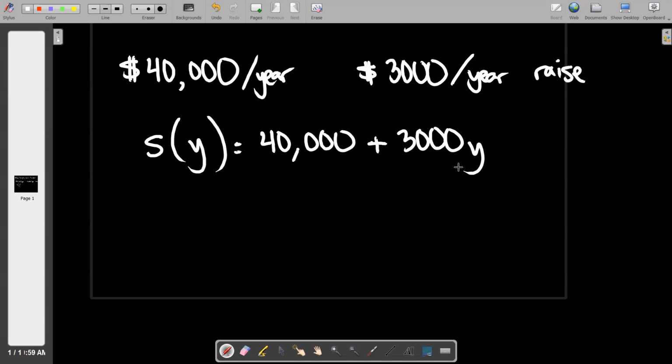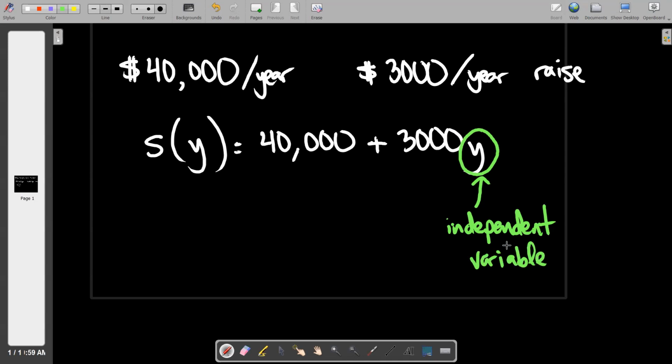Clear? All right, so let's talk about these things. This variable that I'm circling right here has a name. This is called an independent variable. What that means is that it can independently do whatever it wants. I could put whatever I want. I'm independent. I'm free to put whatever I want in place of Y just for the sake of a math problem, right?